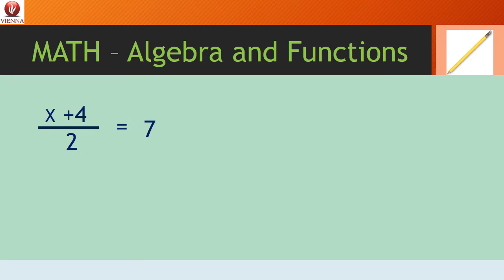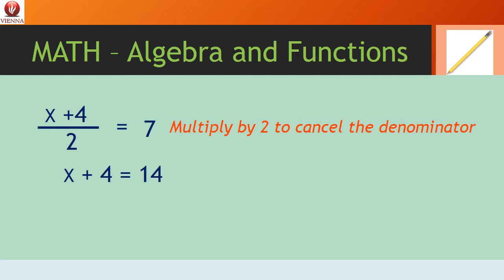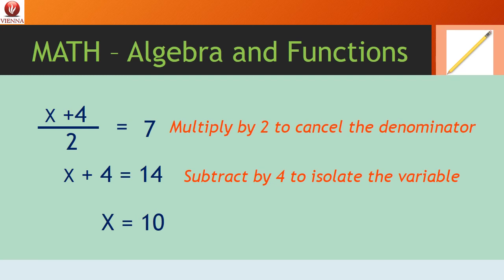x plus 4 over 2 equals 7. First multiply by 2 to cancel the denominator. Again, the x plus 4 is over 2, which means it's being divided by 2. So to get rid of that, you would multiply both sides by 2. So you'd end up with x plus 4 equals 14. Now you still need to isolate the x, so you subtract 4 from both sides. And that will isolate the variable, in which case x equals 10.